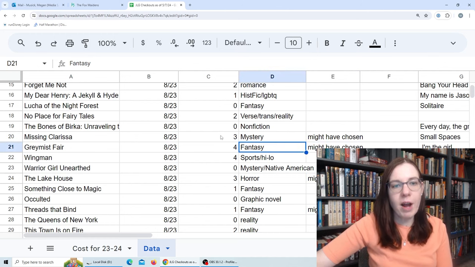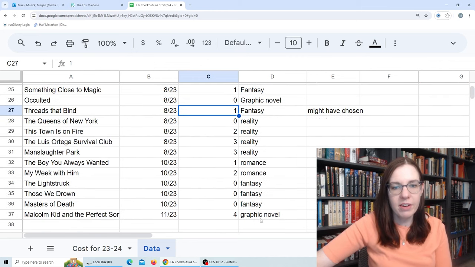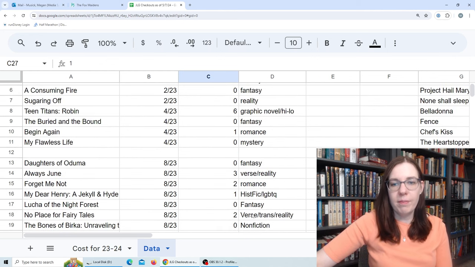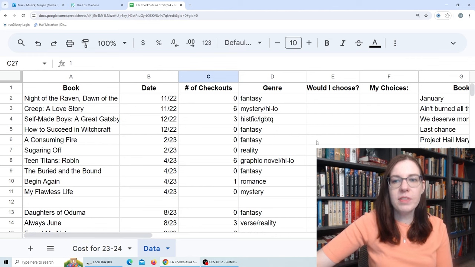So, you know, they were popular, like three, four, this is just in 1 year, that's how many times they were checked out. So I need to definitely make sure I do order more graphic novels, just in general, because that is by far our number one checkout category genre. So yes.